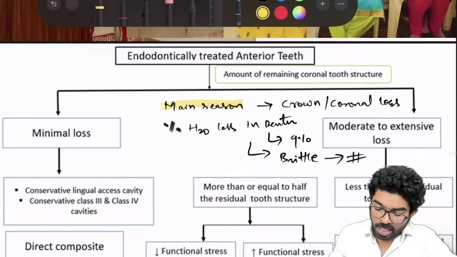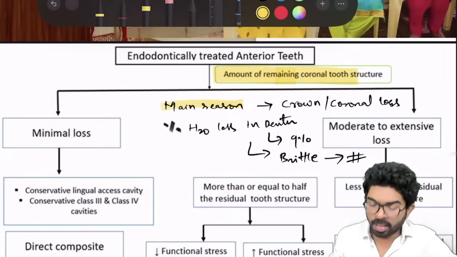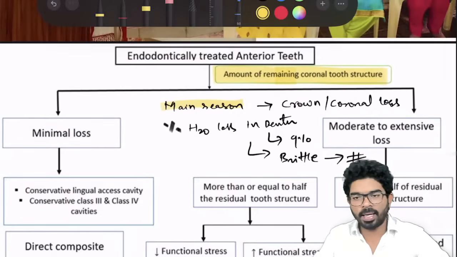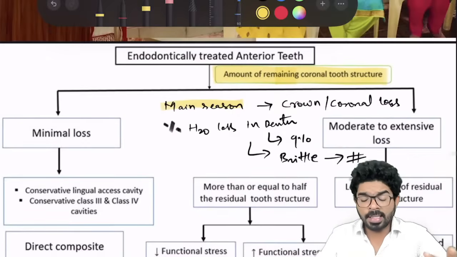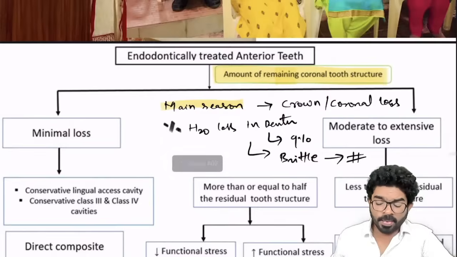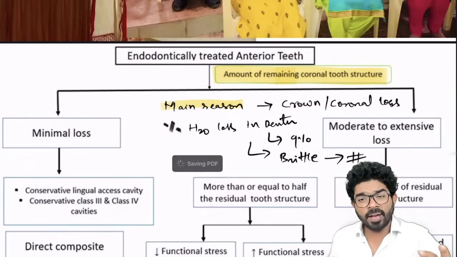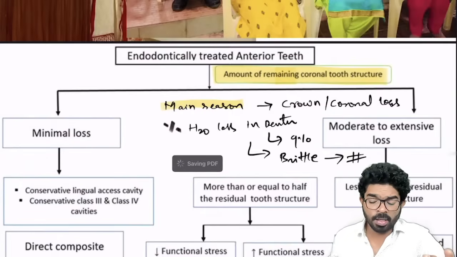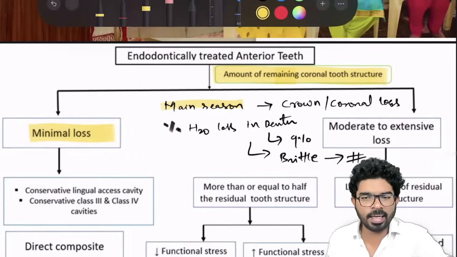It is the amount of remaining coronal structure, because that is the primary reason why I am going for this crown. Basing upon the amount, whenever it is very minimal. Why could it be minimal in the anterior teeth? Because in anterior teeth occlusal loads are very, very less. The main concern of anterior teeth is aesthetics. So whenever crown loss is very, very minimal in the anterior teeth.